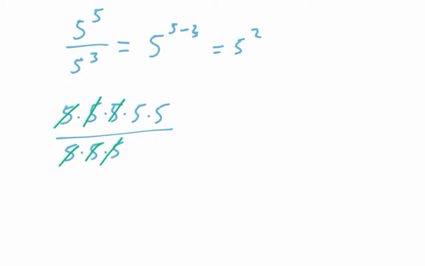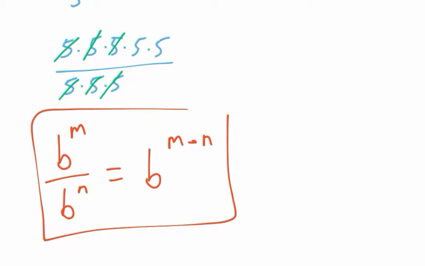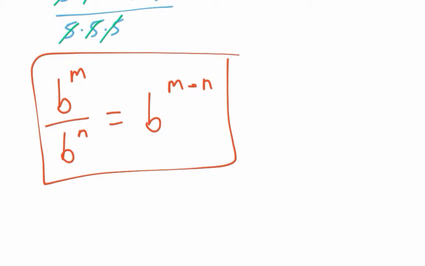So hopefully it makes sense logically. If you get to a quiz or test and you're like, oh, what is it? Just figure it out. So if you have b to the m over b to the n, that's going to equal b to the m minus n. That's kind of the first rule. If you want to write the name, it's the quotient of powers. Quotient means division. We have two things that have powers. So that's the quotient of powers.